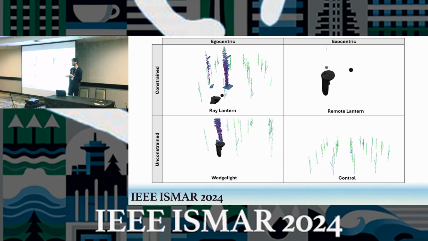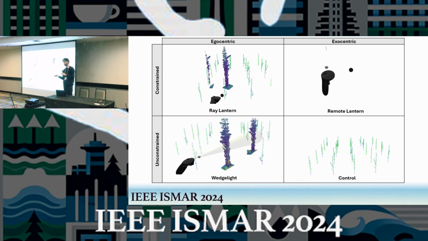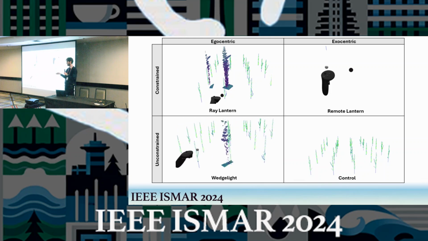The next was the wedge light, which utilized a wedge-shaped focus projected from the user's controller, but constrained parallel to the forest floor. The user can adjust the aperture and focal distance of this focus using the joystick and reset it using the grip trigger.